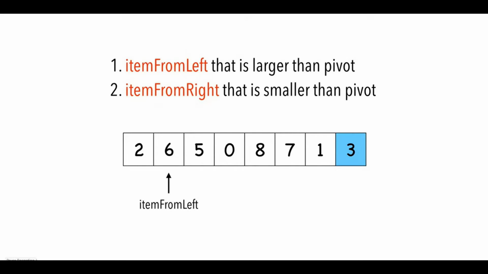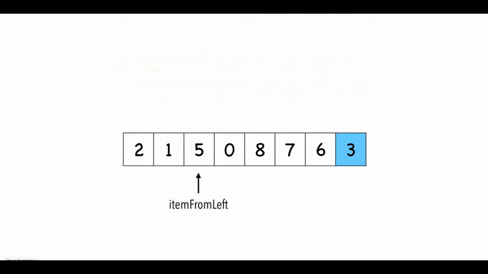Starting at 2, we can see that 6 is item from left. Now starting at the right, we see that 1 is item from right. Let's swap item from left with item from right. We repeat the process. This time, 5 is item from left and 0 is item from right. Again, we swap the 2.